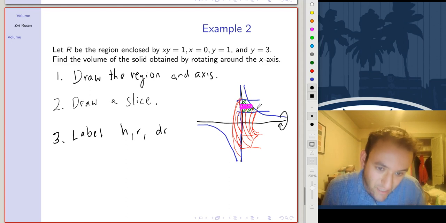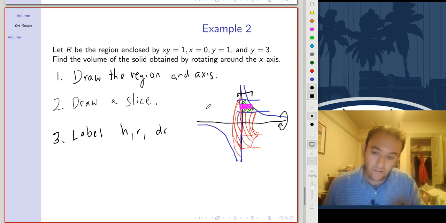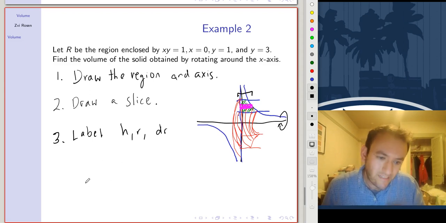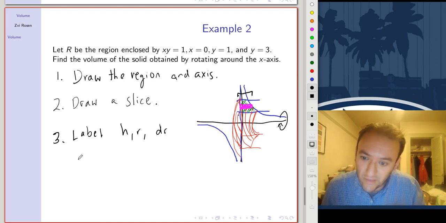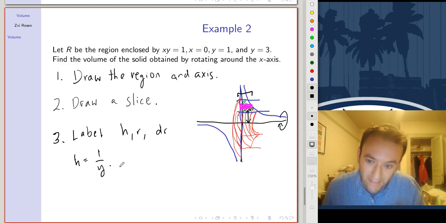So here H is the height of this rectangle. That's given by this length in the x direction. So that's the x coordinate on the higher end and the x coordinate on the lower end. On the lower end it's 0. On the higher end it's going to be 1 over y. So H will be 1 over y. As for R, that's the distance from the axis of rotation. That's given by y. And so dr is given by dy.